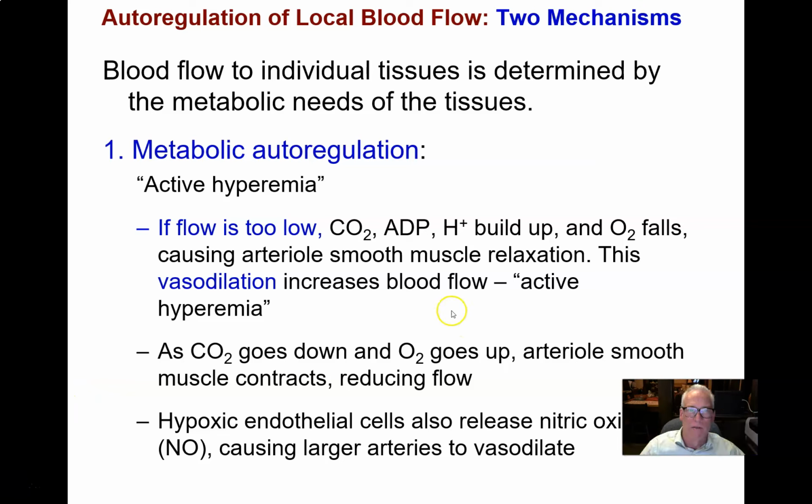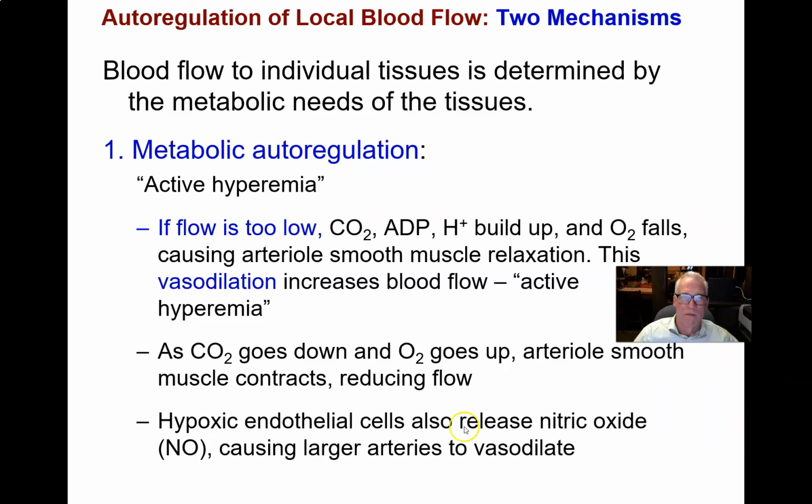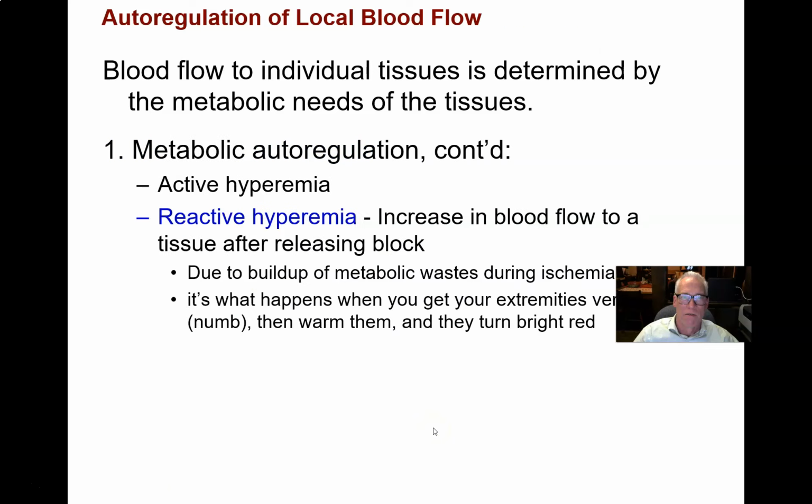Well, if all the arterioles in a tissue are vasodilating, there might not be enough blood flow through the larger vessels supplying that organ to really give the extra flow that's being demanded. And so another thing that happens is endothelial cells, the lining cells of the blood vessels, start releasing nitric oxide when things get hypoxic. And nitric oxide is a major league vasodilator, and it'll open up the bigger pipes, and we'll really be able to get the blood into that tissue, into that organ. So that's called active hyperemia.